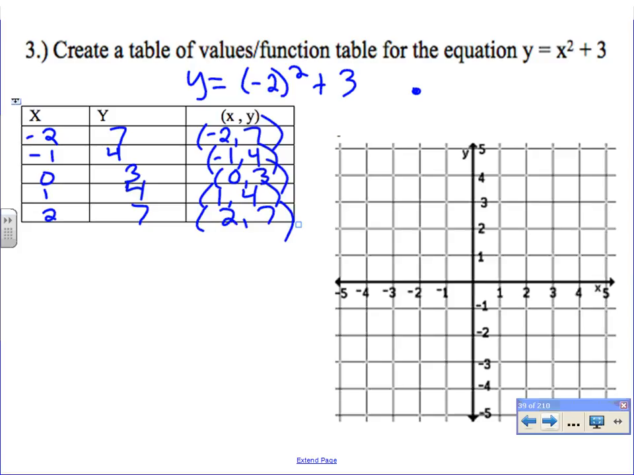So let's graph. -2, 7 is right here. -1, 4, I'm just going to go through this quickly, is right there. 0, 3 is here. 1, 4 is here. 2, 7 is somewhere up here. Here's our nice, beautiful U-shaped graph. It's positive. Parabola. It's actually called concave up because it's positive. You'll hear that more next year. But yes, there's our quadratic function.